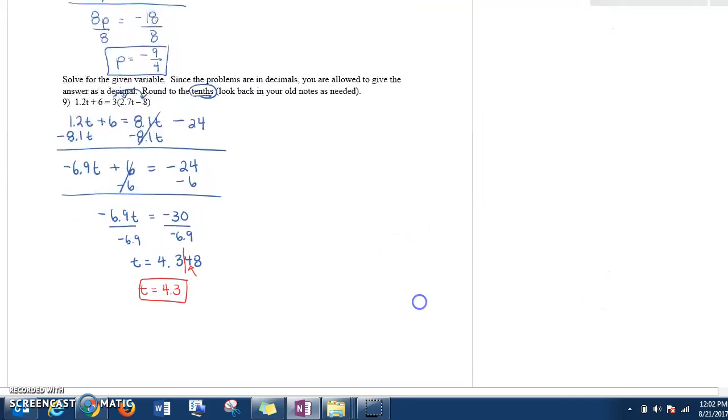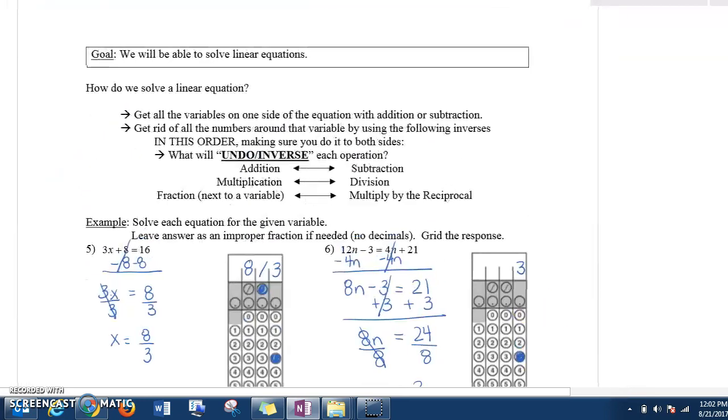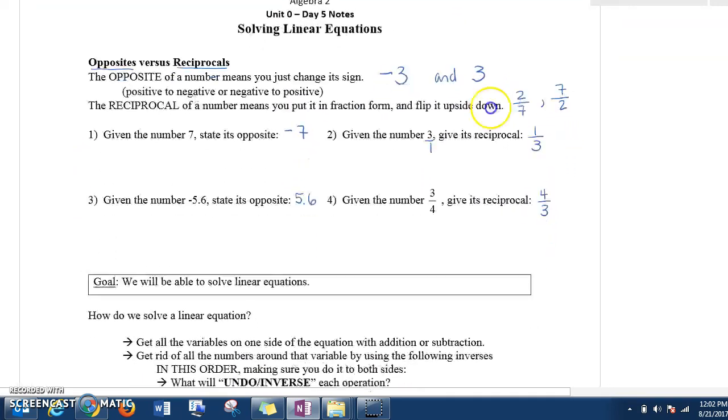Well, that is all the problems that we have for the day. I hope that was helpful. This was once again how to solve linear equations.